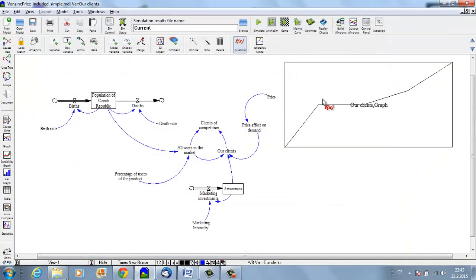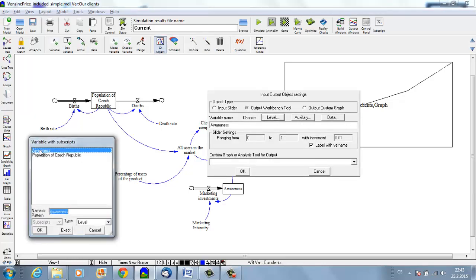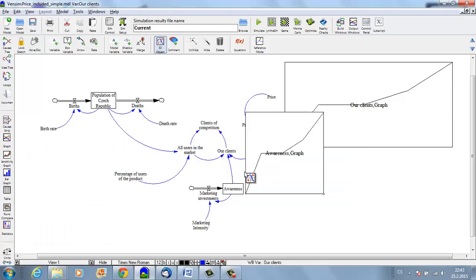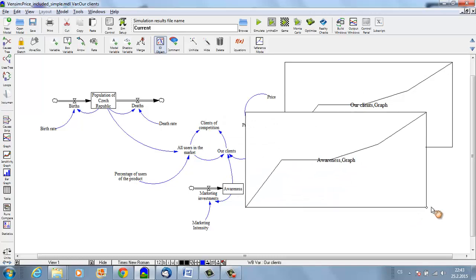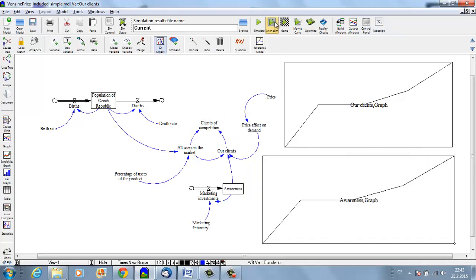Great. So I will add one more graph, because here we have the graph of our clients. I will add one more thing. It's going to be awareness. Okay, so we can see how awareness is built over time. Okay, so let's simulate.